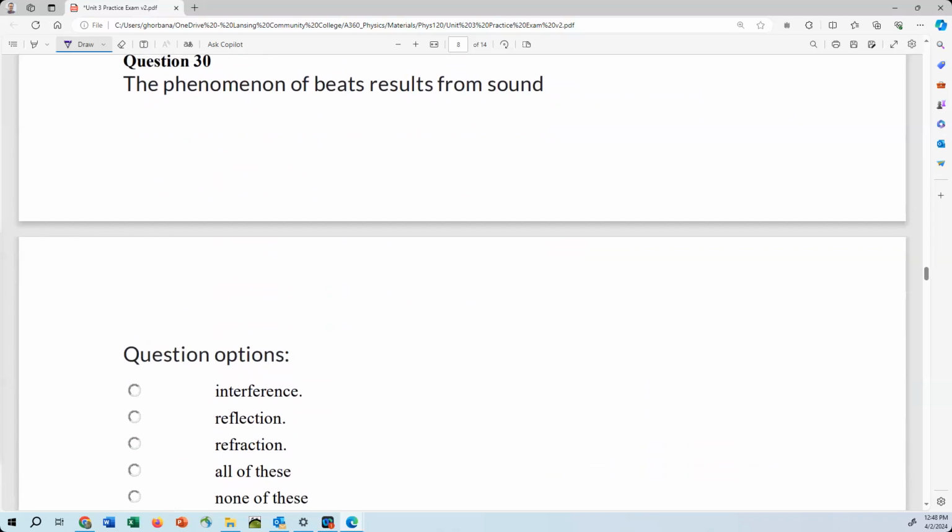How is the beat created? By interference, yes? Good? So constructive and destructive interference. Not the reflection, not the rarefaction, not the refraction.